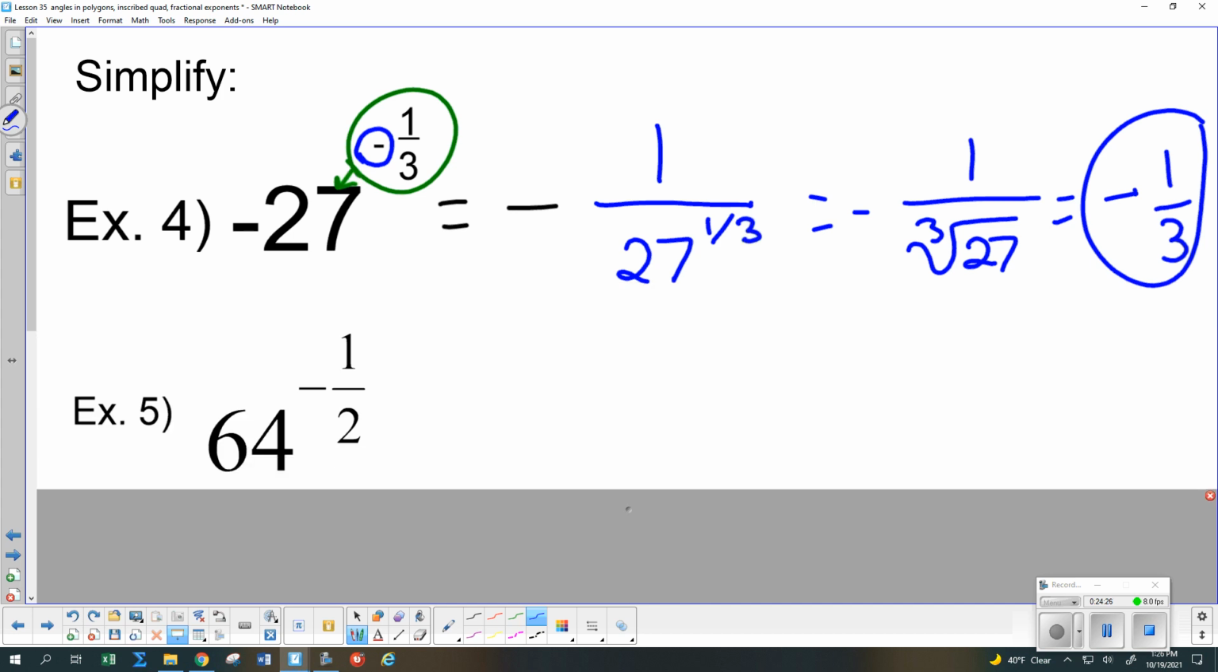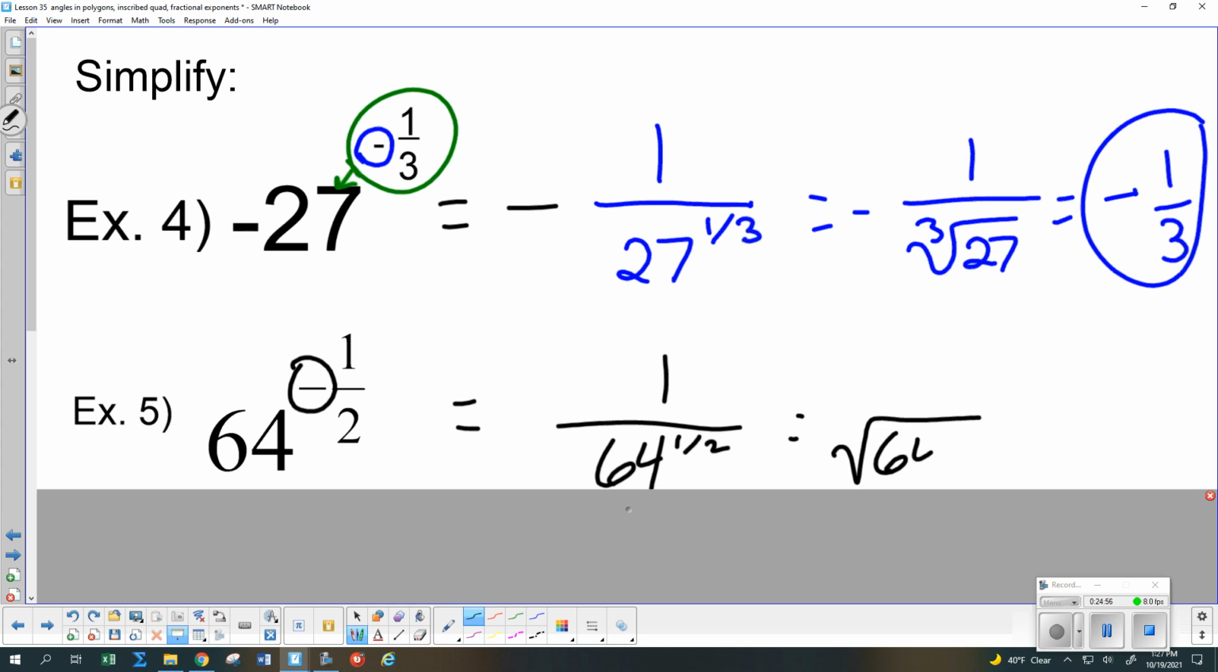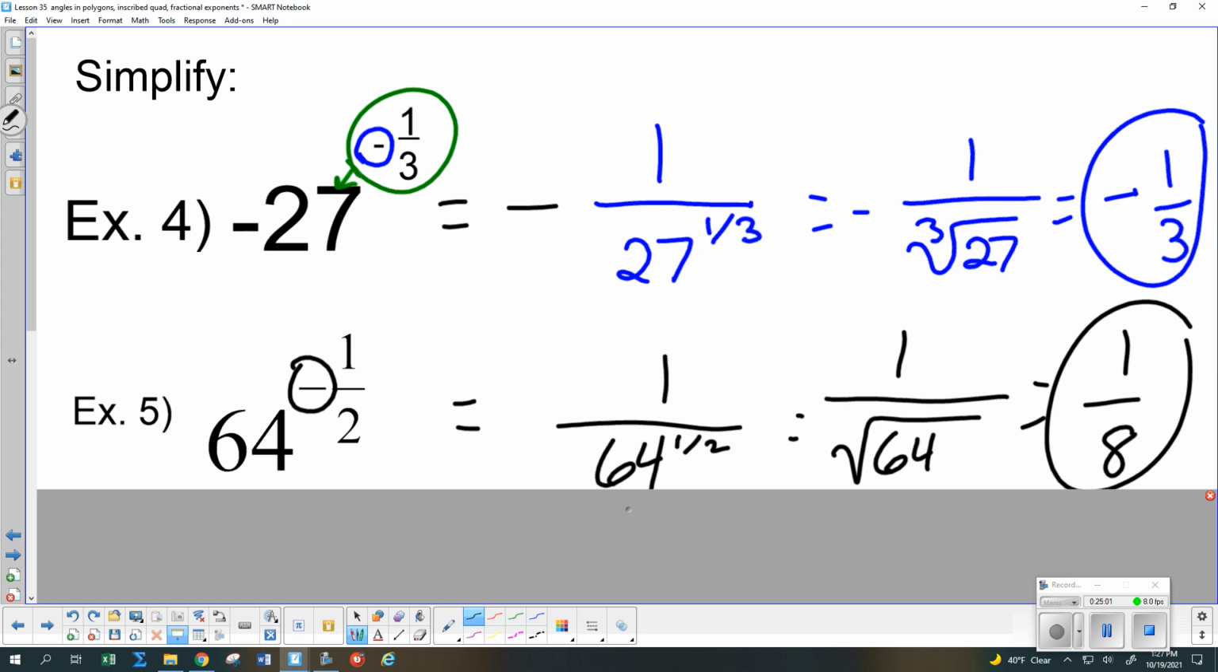Next one, a little bit easier so I don't have the minus out in front. Once again, I have a negative exponent. So that means the 64 moves from the numerator to the denominator, and the exponent changes from negative to positive, and put a 1 in the numerator. Ada, what is 64 to the 1/2 going to be? 8. Because that means the square root of 64. So we have 1 over 8 in that case.